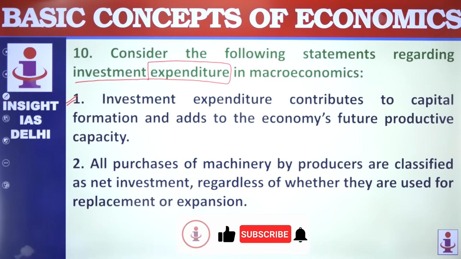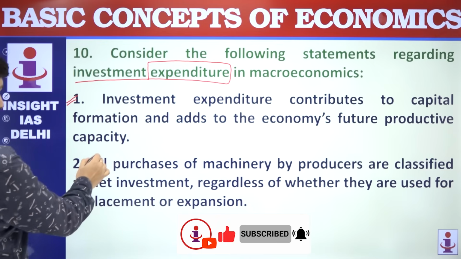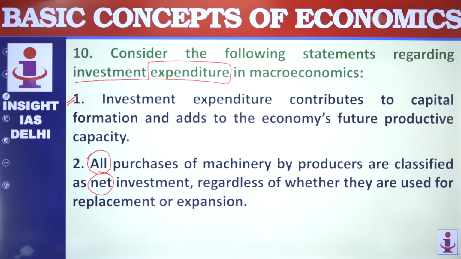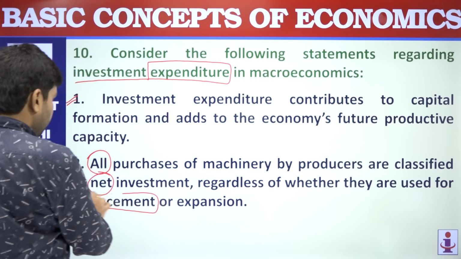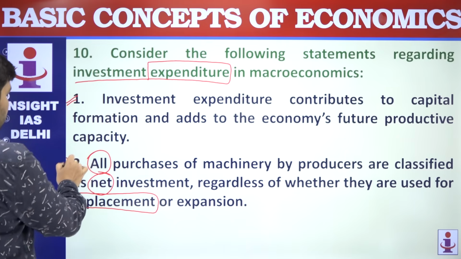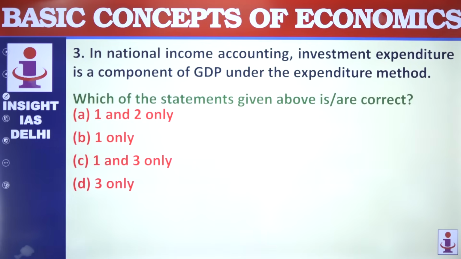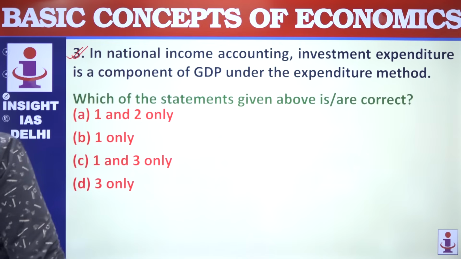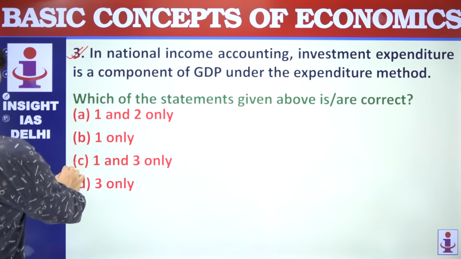All purchases of machinery by producers are classified as net investment. No, all purchases cannot be classified as net investment, regardless of whether they are used for replacement or expansion. If they are used for replacement, then they have to be excluded from the net. So this statement is not correct. In national income accounting, investment expenditure is a component of GDP under the expenditure method. This is correct. So only 1 and 3 are correct.